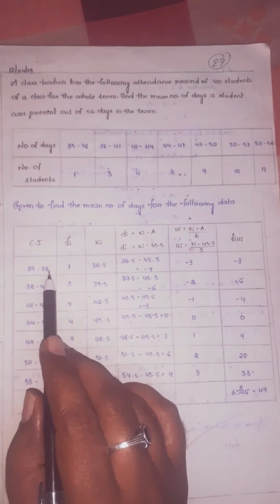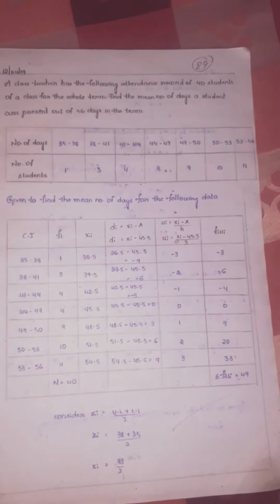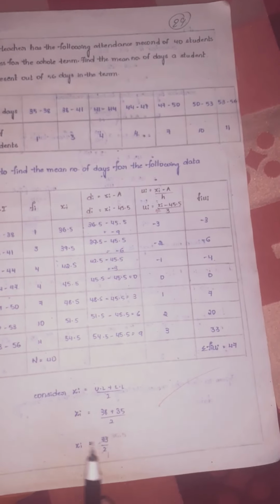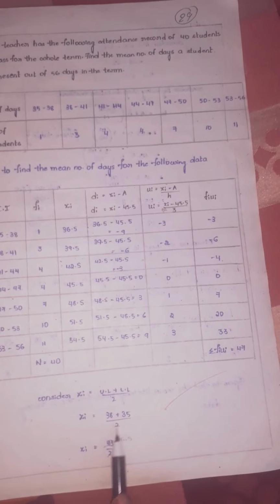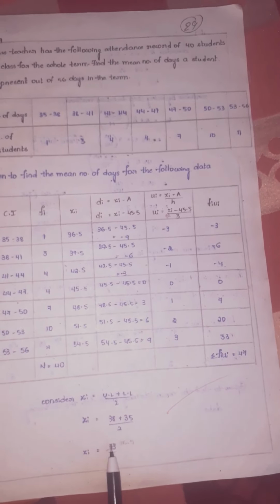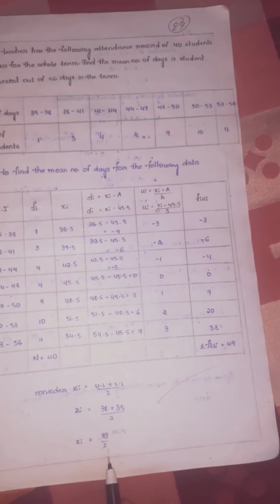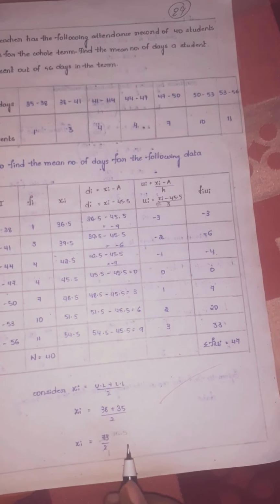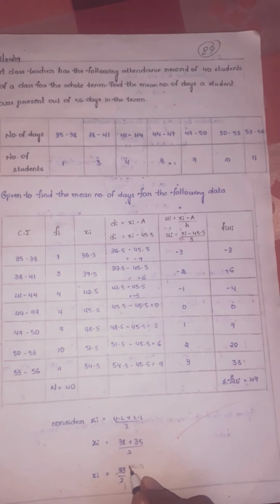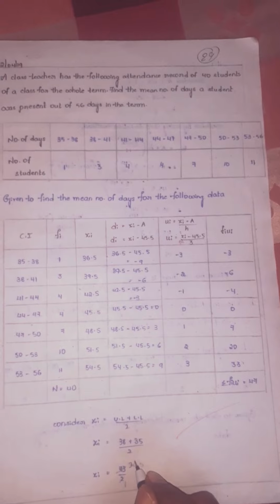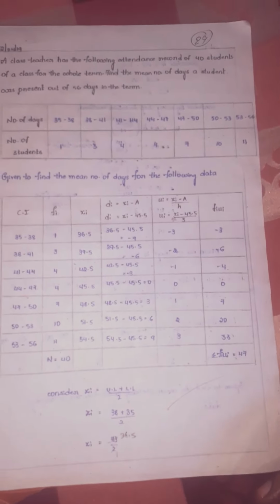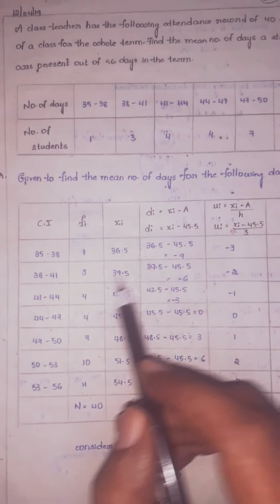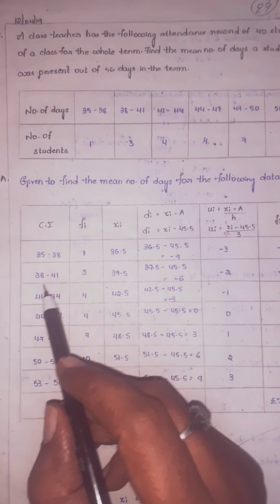So what is the upper limit, children, here? 38. Lower limit is 35. 38 plus 35, how much, children? 8 plus 5 is 13. 3 plus 3 is 6, plus 1 is 7, 73 by 2. So do the cancellation, children. 2 threes are 6. Next 2 sixes are 12. 2 fives are 10. So 36.5.